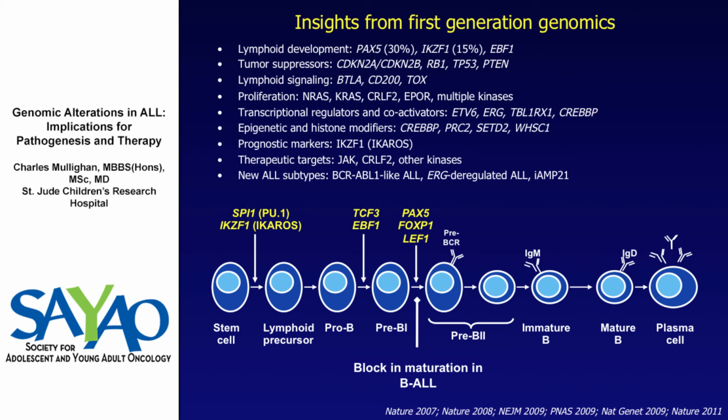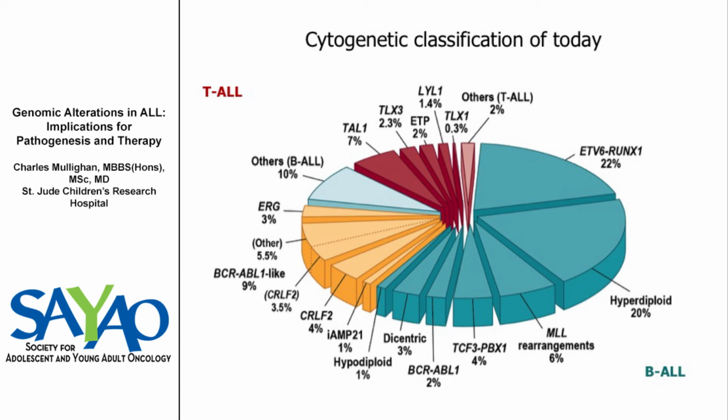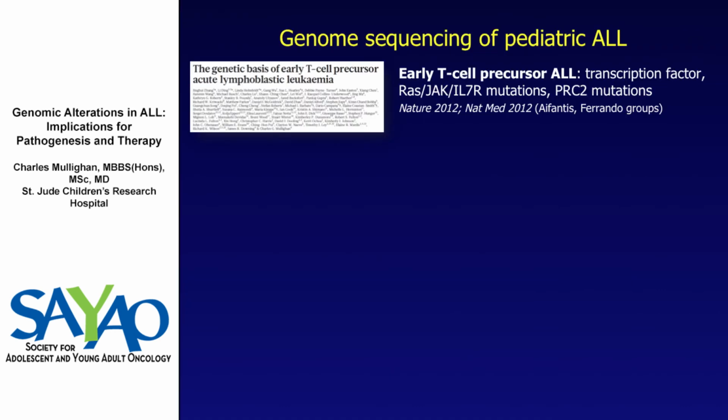And we've now been able to reclassify ALL by identifying new subtypes of leukemia. For B-ALL here shown in yellow, where there are several important subgroups that we and others have identified, such as ERG-deregulated leukemia, Ph-like or BCR-ABL-like leukemia, and others as well. So moving on to sequencing studies, and this does poor justice to a number of studies from multiple groups over the last 3 or 4 years. These studies are really continuing to lift the veil on the leukemia genome.